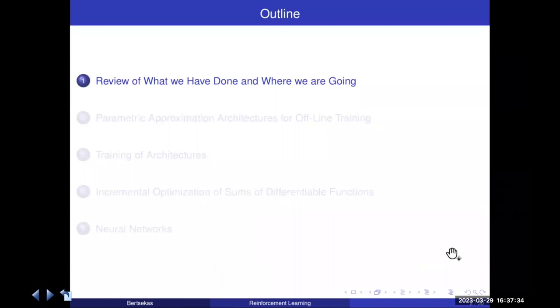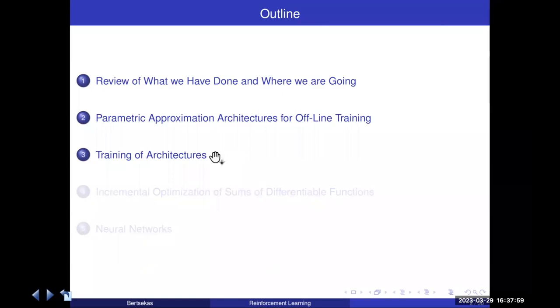And here's the outline. We're going to do a little review of what we have done so far and where we're going and what we're not going to cover. Then we're going to go into offline training and the use of parametric approximation architectures. We will discuss training algorithms for these architectures, to find their parameters, and then we're going to discuss the more general issue of these algorithms as a special case of a broader class of algorithms that deals with optimization of large sums of differentiable functions.